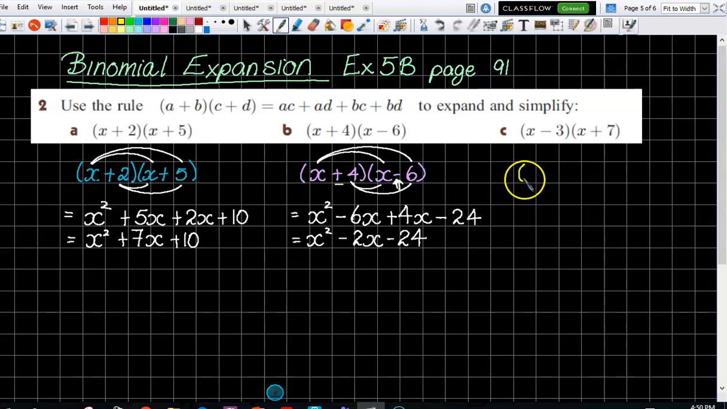Okay? So, and you must write the question down and show all of your working, please. So here we go. Same process as before. It does not change. Love the consistency. X times x is x squared. X times 7, 7x. So we're looking at the signs in front, right?